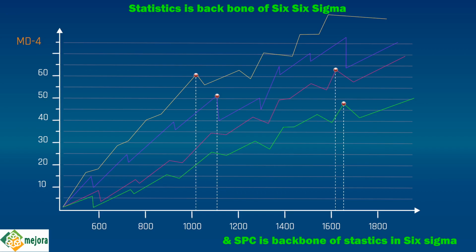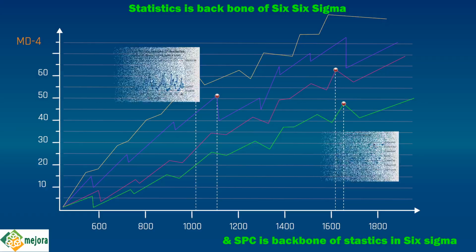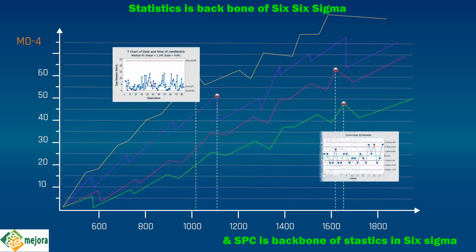While we say statistics is the backbone of Six Sigma, there is one more tool or method in statistics which is the backbone of statistics itself, and we can say it is SPC, which is known as statistical process control charts. SPC is used extensively in the control phase, but the thought process and methodology is embedded across the Lean Six Sigma world, and we will understand now how all these things are related.